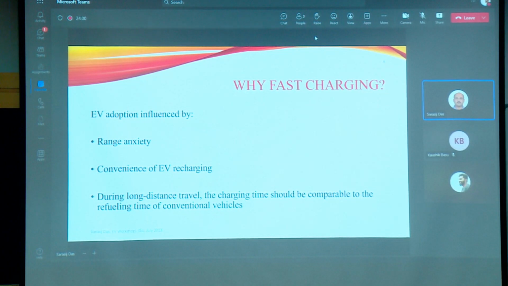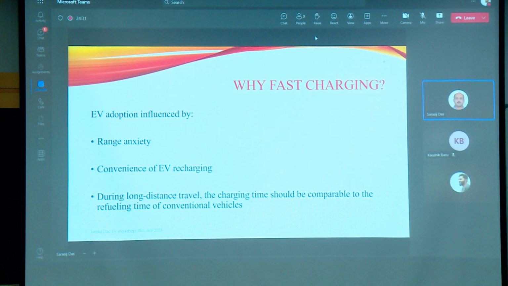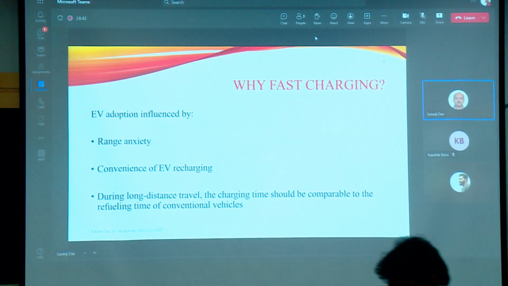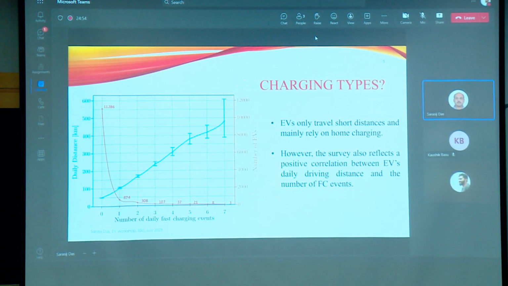And also, what is the convenience of EV recharging? Like at a petrol pump, if I go, in a few minutes I can recharge my car. Can we have a similar kind of experience if I charge my EV? These are the major thoughts which come to our mind whenever we think of purchasing an EV. During long distance travel, the charging time should be comparable to the refueling time of conventional vehicles. Obviously, when we are going somewhere, we want the EV to be charged within a few minutes. We cannot wait for a long time. So here comes the role of the fast charger.